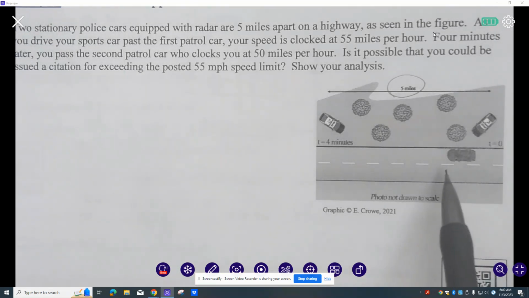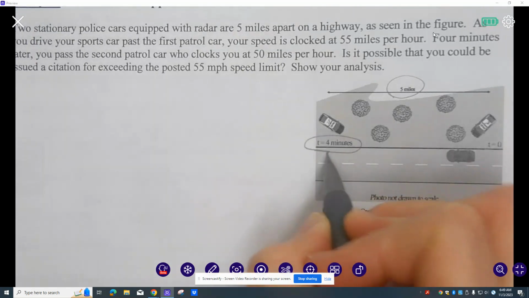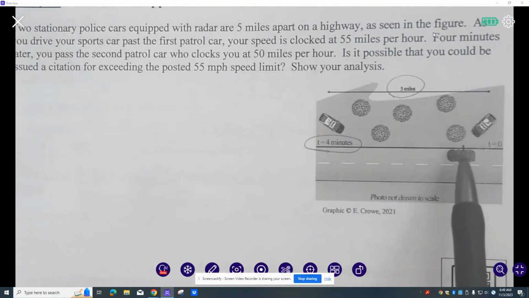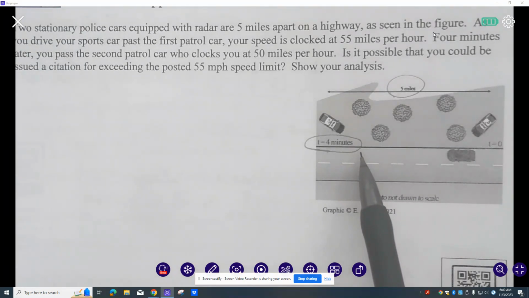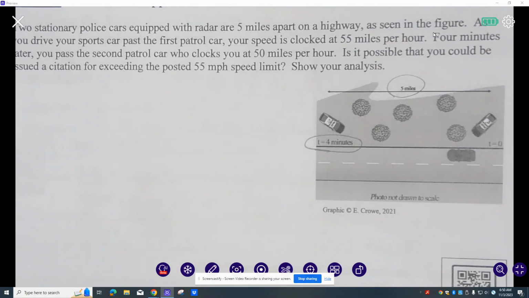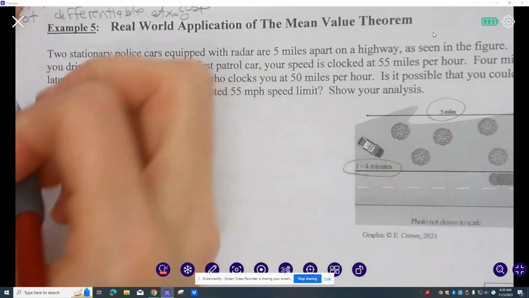Four minutes later, so 4 minutes has elapsed, you pass a second patrol car, which clocks you at 50 miles per hour. Is it possible you could be issued a citation for exceeding the posted 55 mile an hour speed limit? Show your analysis. So MVT says that average rate of change must equal instantaneous rate of change at some point on this interval.